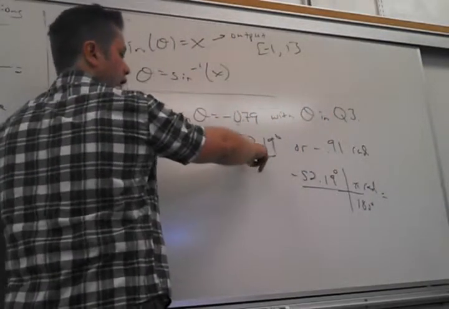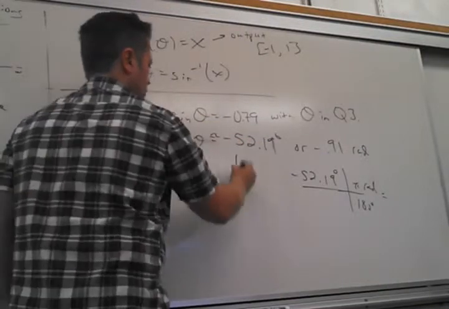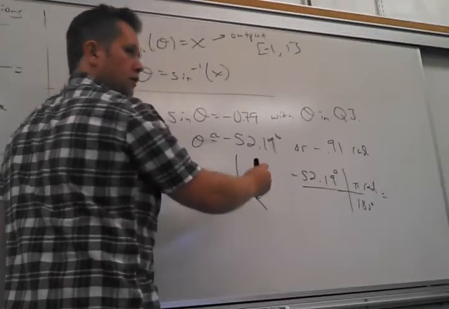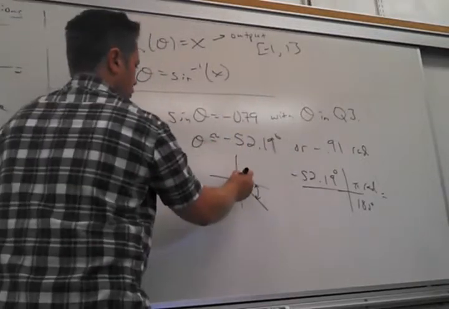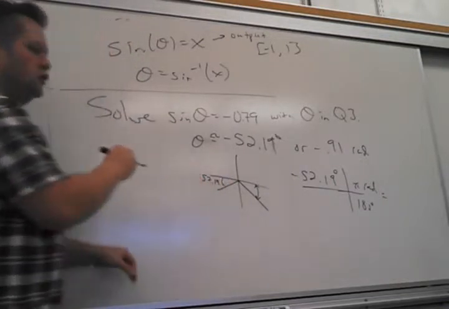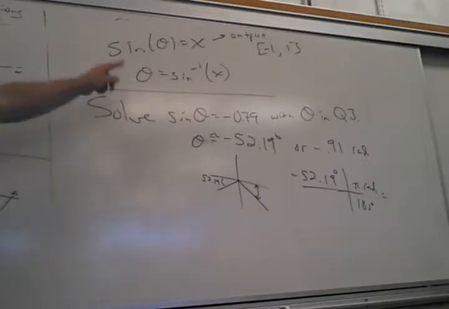This is effectively a reference angle, and then just don't worry about the negative. If I did negative 52, it's here. Well, how big is this angle? 52.19. So how big do I want it to be over here? 52.19. So what if I do 52.19 degrees? I end up with 180 plus that.